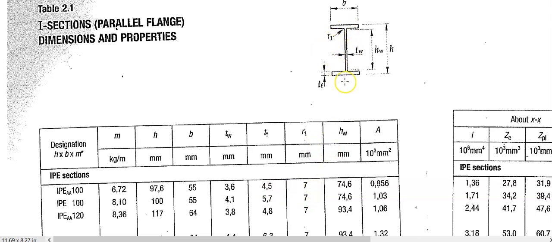And the cross-section area is 0.856 times 10 to the power 3 millimeters squared. Or if I multiply that all out, the cross-section area for that section is 856 millimeters squared.